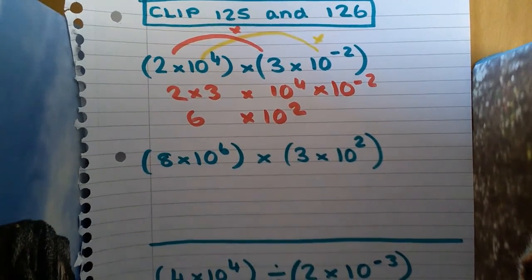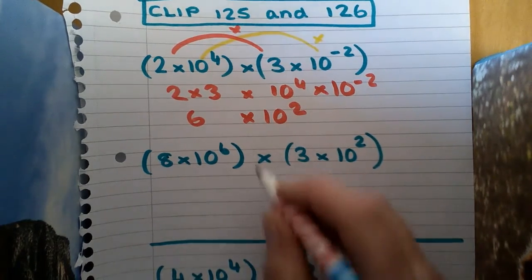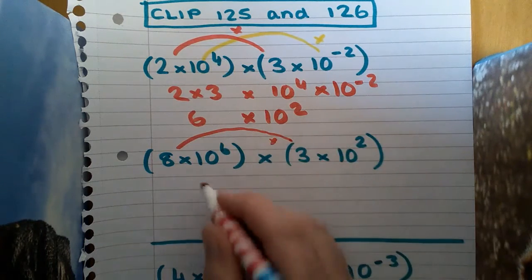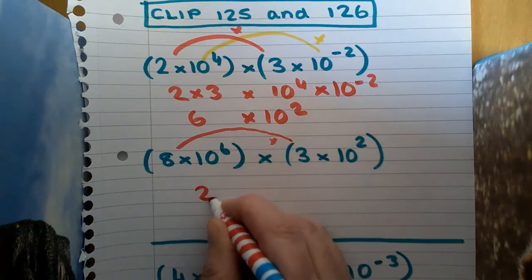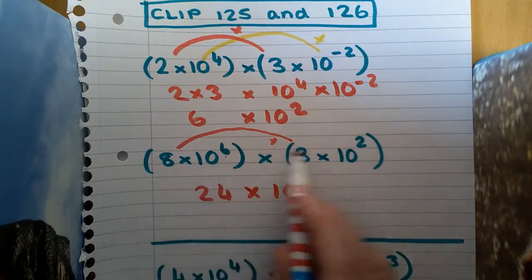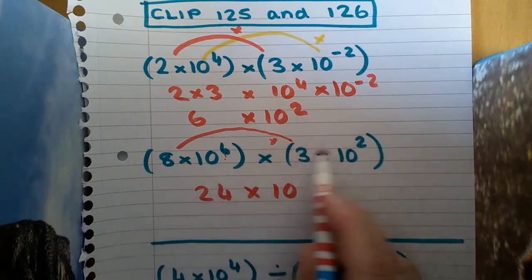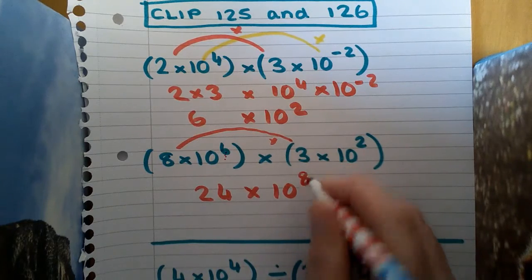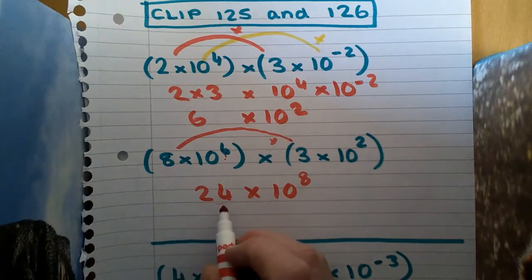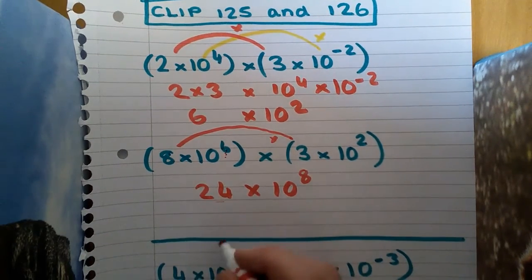The second one is a little bit more complicated, because when we multiply the 8 and the 3 together, we get 24 times by 10. Remember, we add these indices like we did on the first one. So that gives me 8. But this is an incorrect standard form. So before we can write the answer in, we've got to change this to correct standard form again.